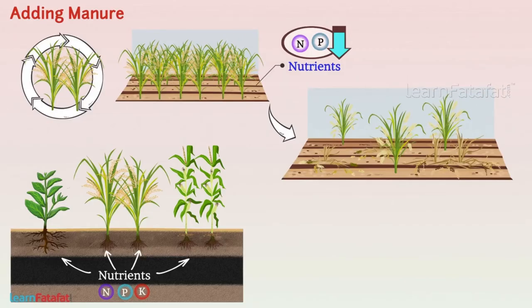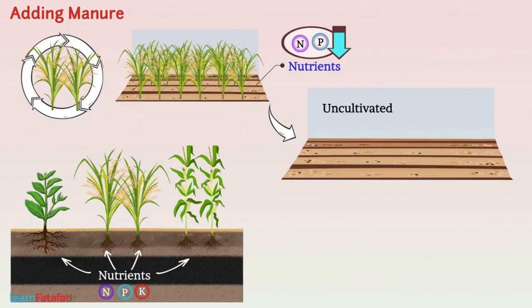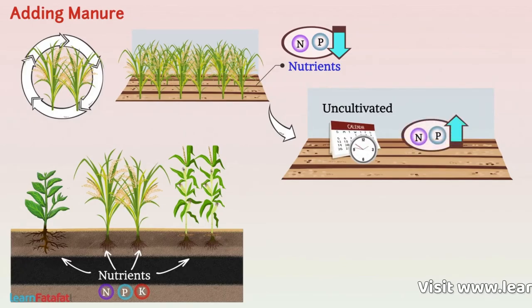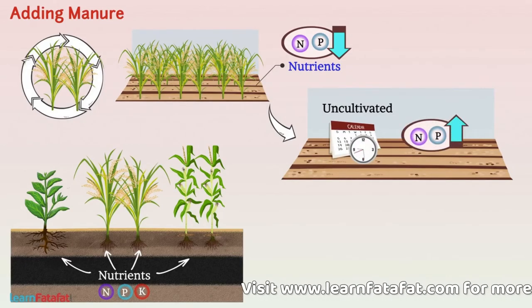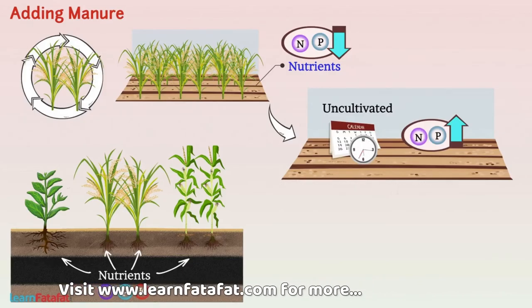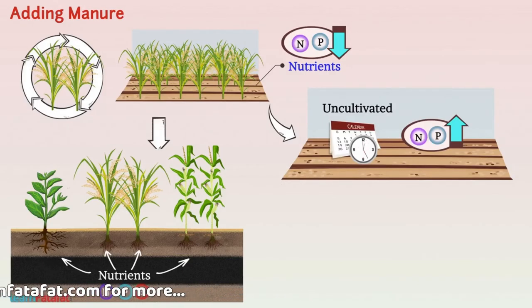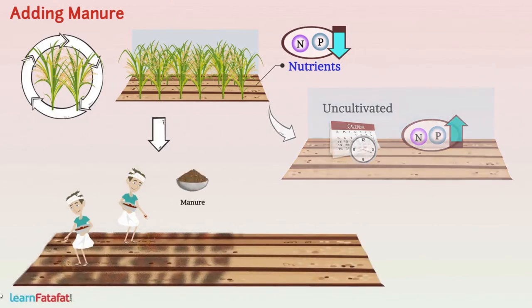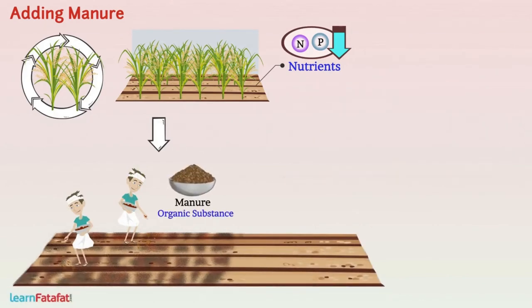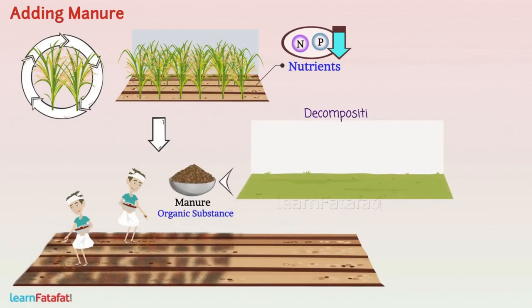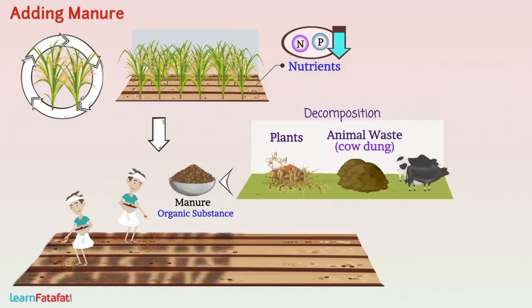In such a case, if land is left uncultivated for some time, then these can be replenished, that is, become available again. One more method to ensure nutrients in the soil is by adding manure. Manure is an organic substance which is obtained from decomposition of plants or animal waste.